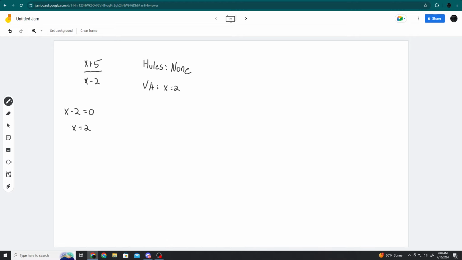There you go. First problem's done. That's all we did. This example is very simple because there's not much that happens, right? Since we can't actually simplify this, we're forced to have no holes. And since we have no holes, everything in the denominator is going to be a vertical asymptote.